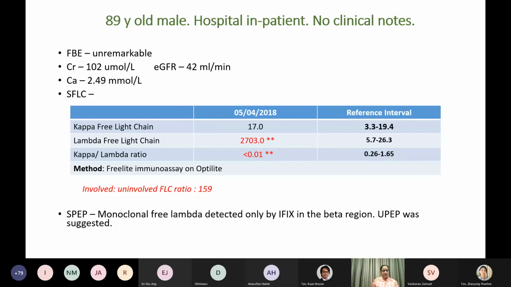And we had done serum protein electrophoresis at the same time, which showed monoclonal free lambda in the beta region, and it was detected only by immunofixation. We suggested urine protein electrophoresis, but we never got that urine sample.